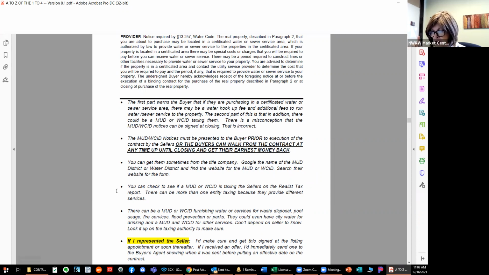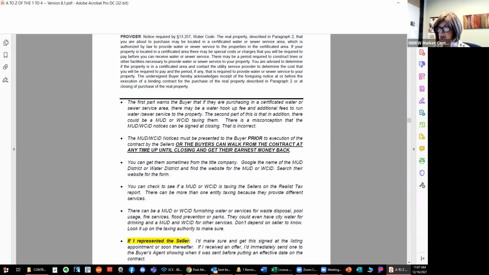And don't believe the sellers who say they don't have a MUD or water district. They don't know a lot of the times. But we have city water. We pay our bill for the water to the city. Yes, you do. But if you go on the Realist tax record, it will tell you the taxing entities. If you see MUD or WCID, that means they have a MUD and water district cost that's figured in the taxes. They're not paying it directly, but they may not even realize that they're paying it.